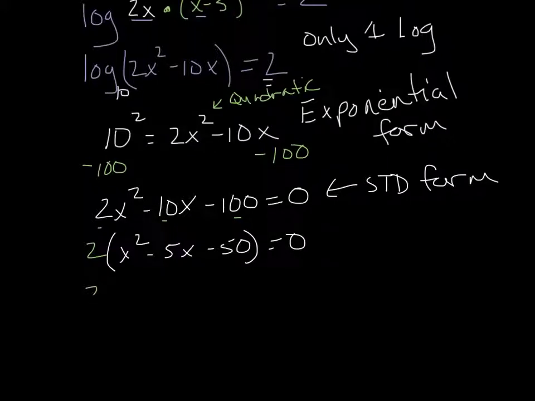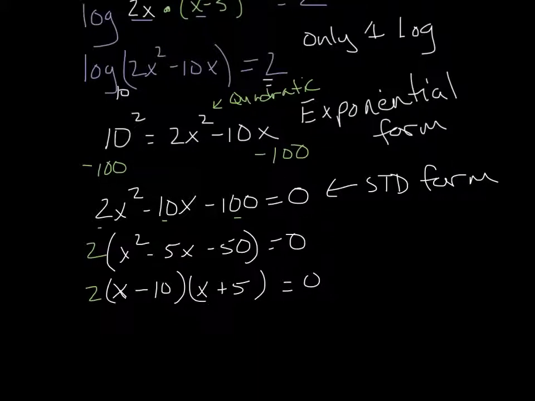And now from here, my 2's still there. It's not really going to help me much, but I'm going to try to factor this into a couple of different things here. I know I'm probably going to have x and x, and I think by now most of you are pretty good at factoring. But I think I'm going to need a minus 10 and a plus 5. I think that's going to work out.